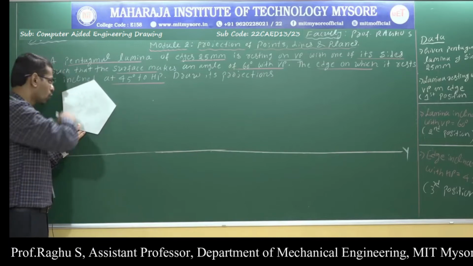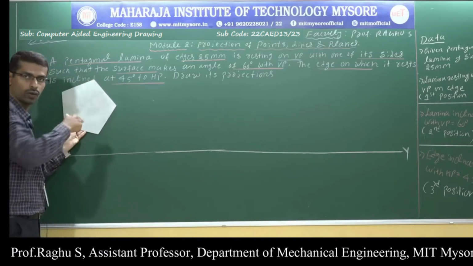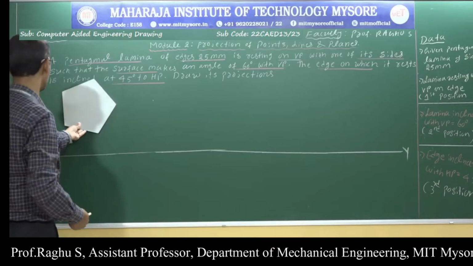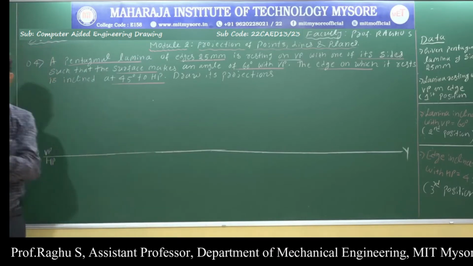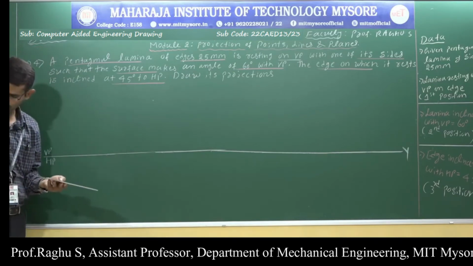So what is the front view? The front view is the pentagonal shape. You are the observer, so you are observing the lamina. Now the front view is the pentagonal shape. Now draw the front view. Now how to construct a pentagonal lamina? The procedure is like this.